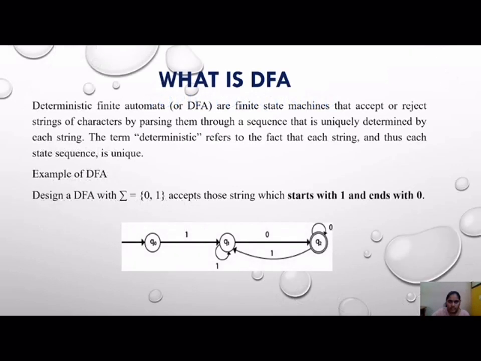Now let us see what is a DFA. Deterministic finite automata, or DFA, are finite state machines that accept or reject strings of characters by parsing them through a sequence that is uniquely determined by each string. The term deterministic refers to the fact that each string, and thus each state sequence, is unique. Here is an example of a DFA.